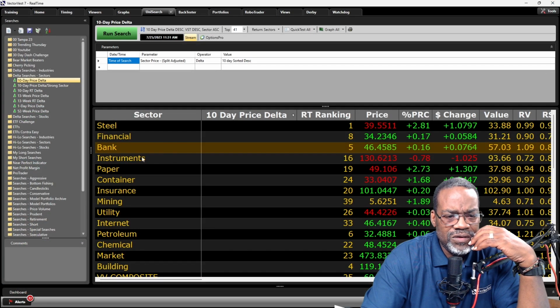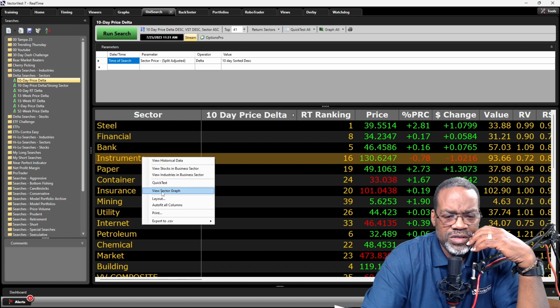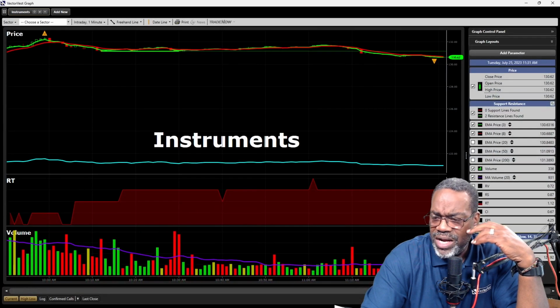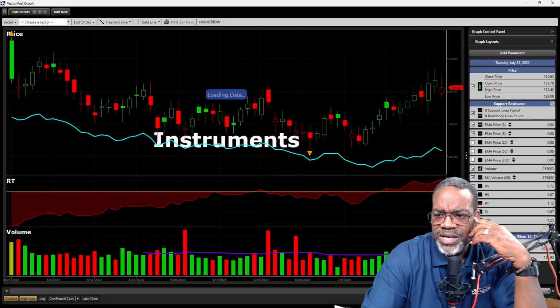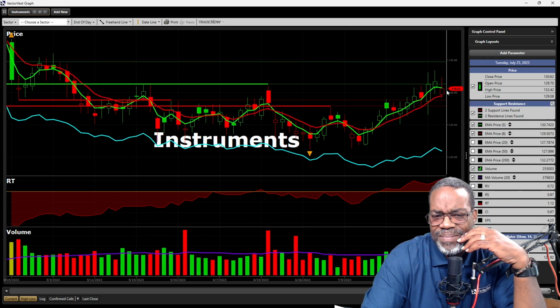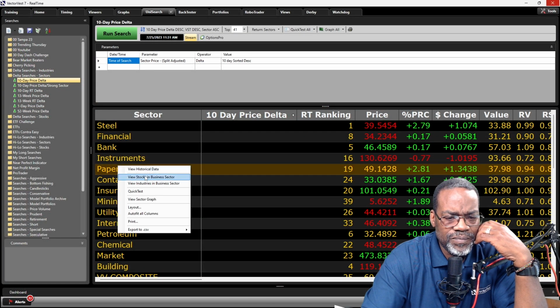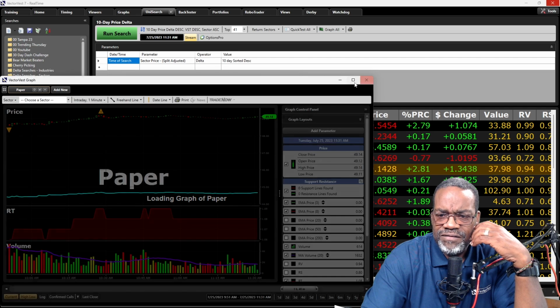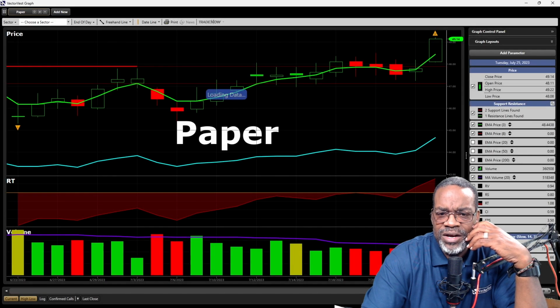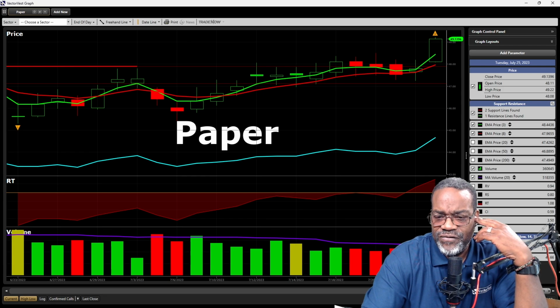Let's go see instruments, right-click, view the sector graph. What I'm doing right now is I'm making a determination based upon the graph. And I'm not liking this one as much. All right, let's go see if we can find a better one. Let's go to paper, view the sector graph, 1 month. Bingo. That's what I'm looking for. All right, let's go to paper.